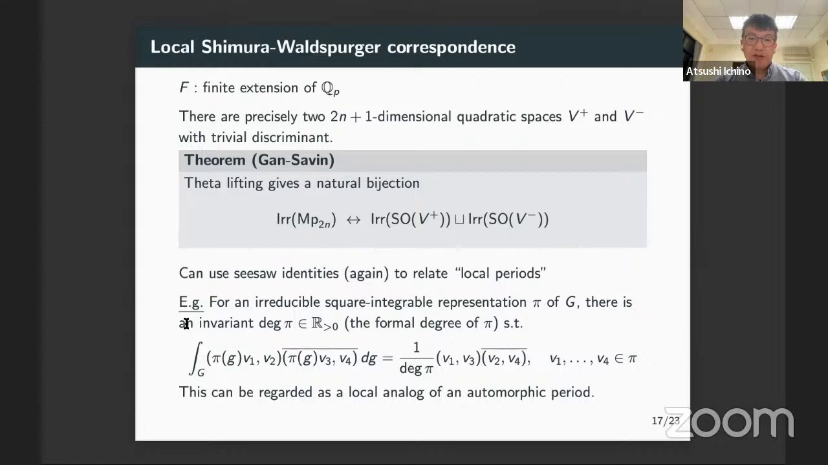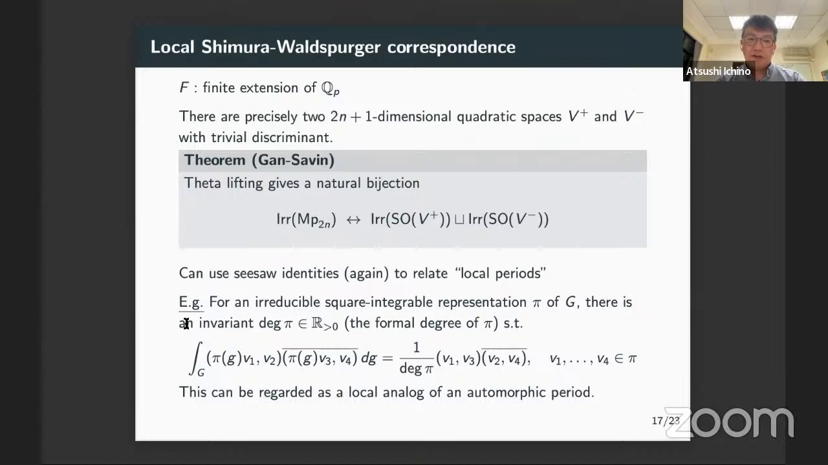Suppose that pi is square integrable on G, then we can attach an invariant, deg pi, called the formal degree of pi, by using the Schur orthogonality relation. And if G is compact, in which case pi is finite dimensional, and the measure is normalized, then this deg pi is just the dimension of pi.